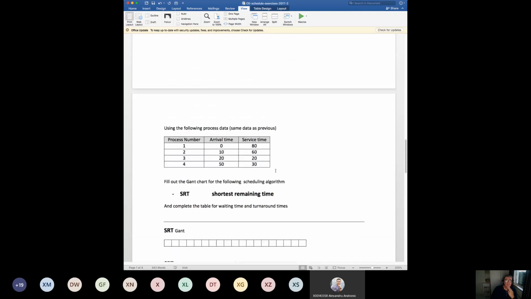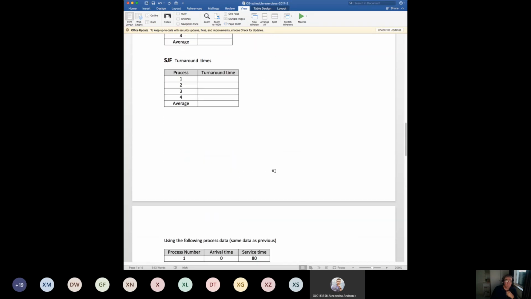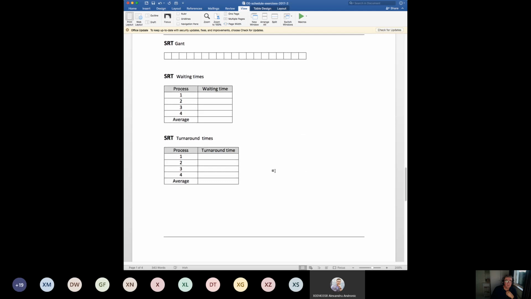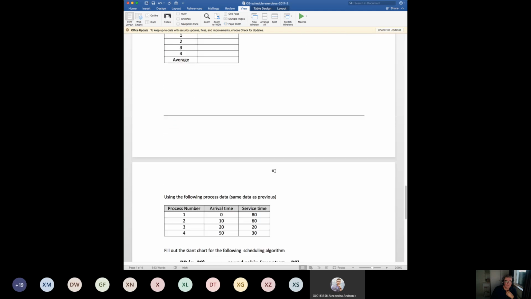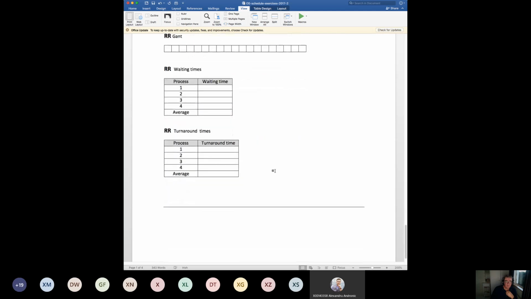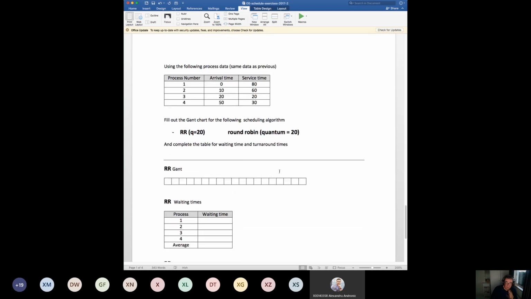There is shortest job first, there is shortest remaining time, and there is round robin. Okay, I will release the answers next week, probably. But do yourself a favour, try them without the answers, and then when I give you the answers, have a look, see how you did. Don't just fill in the answers. Try to figure out where you went wrong and do them again without looking at the answers, and keep doing that until you figure it out.